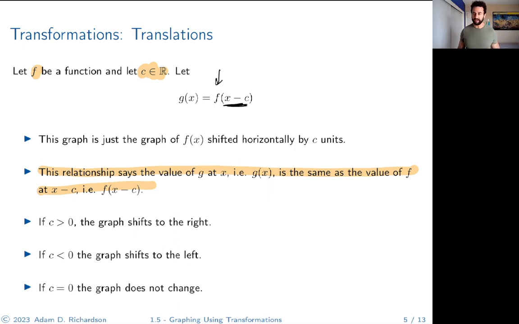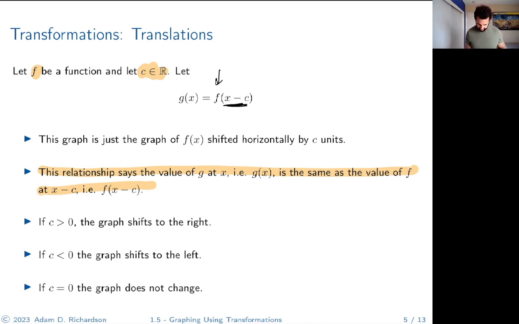What I highlighted here is why the sign appears different, because it's like a negative c, the opposite of c. What this is saying is that the value of g at x will be the same as the value of f at x minus c. So in some senses, you're not so much pulling the graph left or right, you're pulling the coordinate axes themselves left or right, and then evaluating the function.